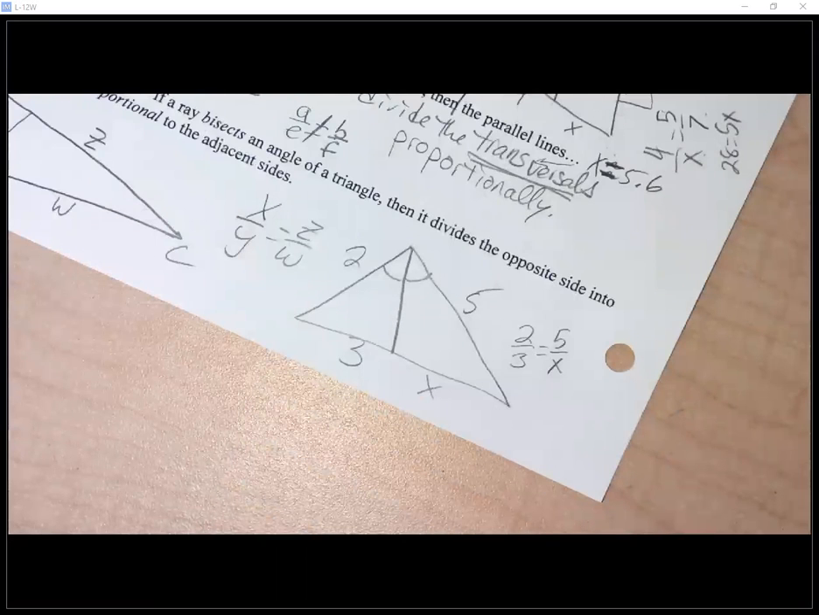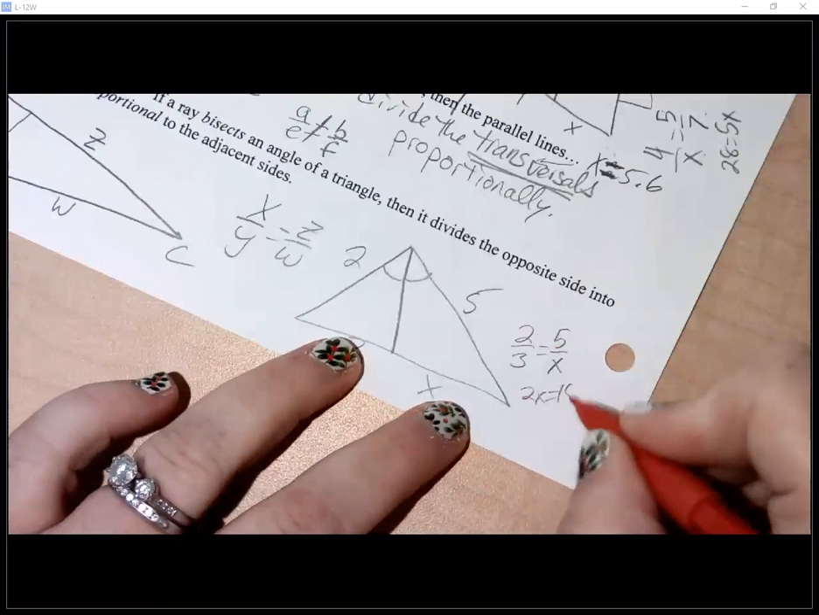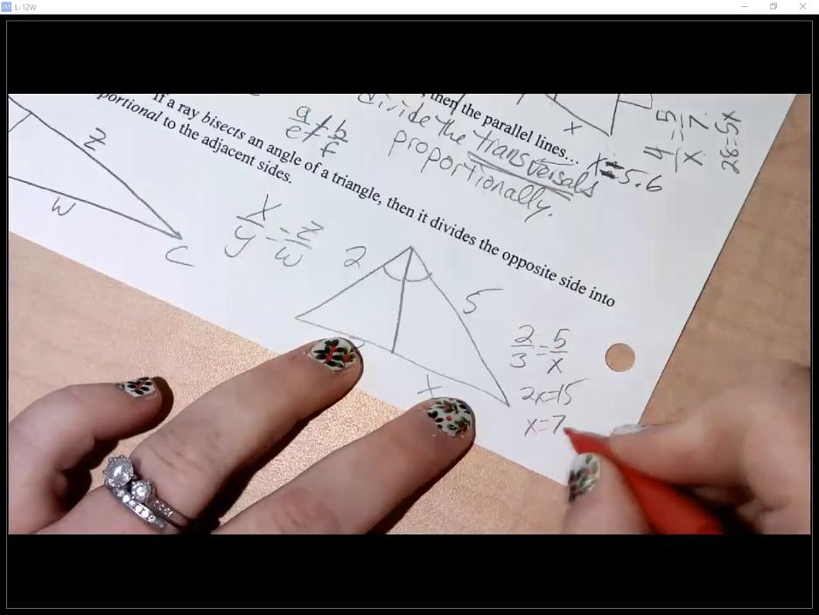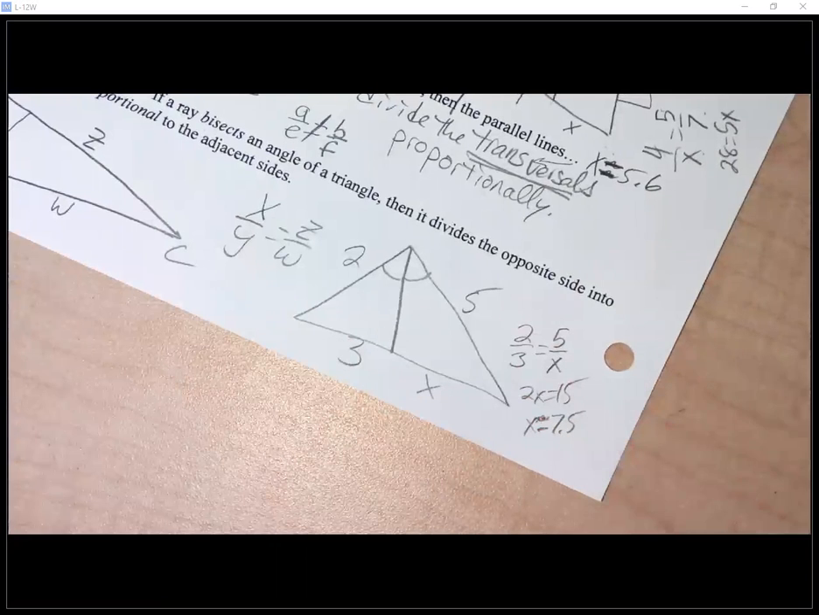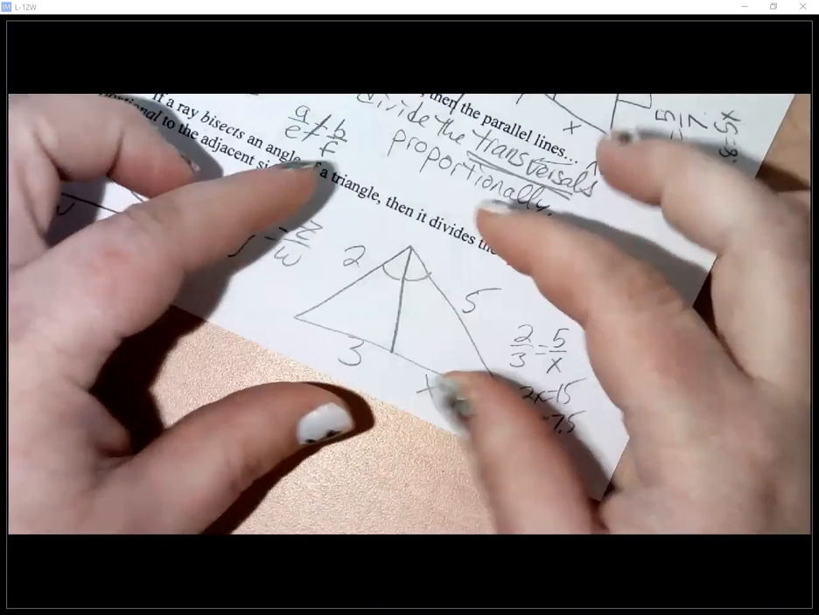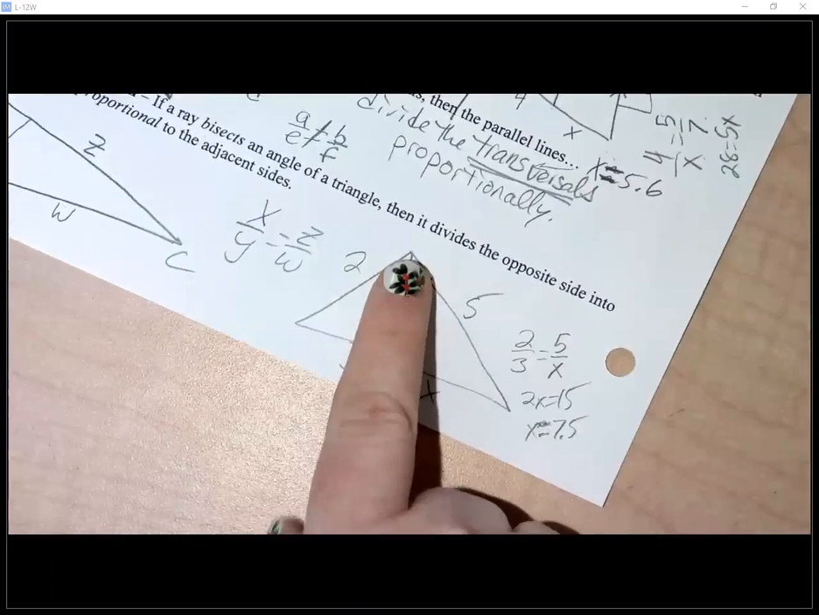That's it. Cross multiply, 2x equals 15, x equals 7.5 in this case. That's all. Just make sure that before you boop it, you have the angle pointing right at you or directly away from you. So literally turn your paper if you need to.